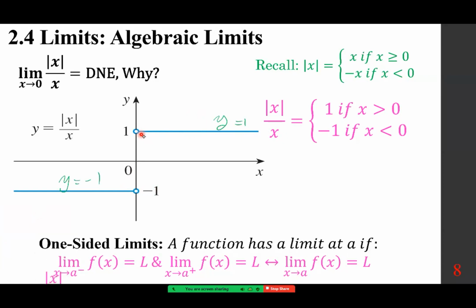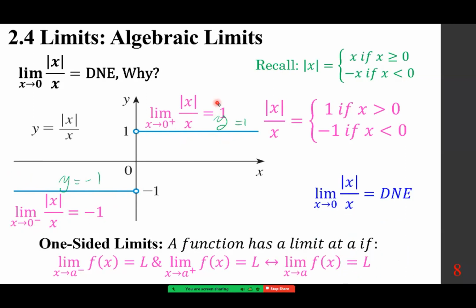Now, the limit of this function as x approaches 0 from the left, so we are moving towards this point, which has the y coordinate negative 1. But from the right side, we are moving towards here, which has a y coordinate positive 1. Are they identical? The answer is no. Therefore, the limit of this function, absolute value of x over x as x approaches 0, does not exist.